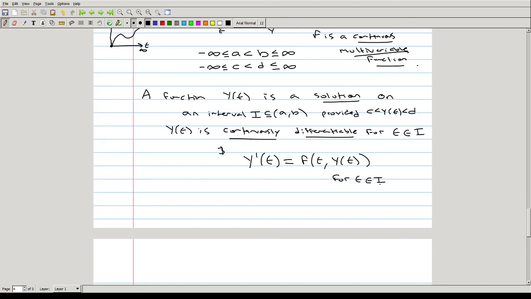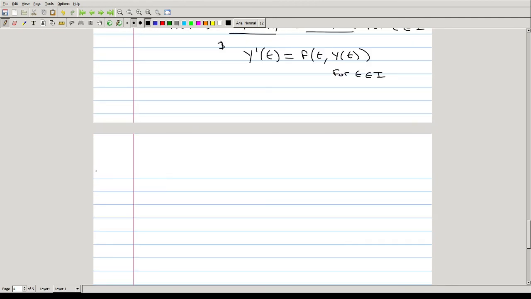Now, for a given differential equation, you have many possible solutions, because when you solve it, you'll end up having some sort of integration constant. So what we need to do is discuss what's called an initial value problem. And an initial value problem essentially is the problem of determining that constant of integration. We abbreviate this as IVP.